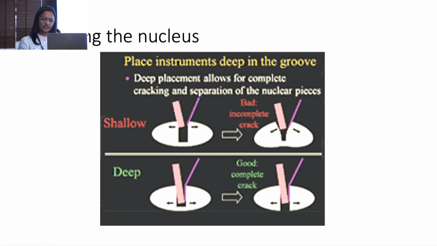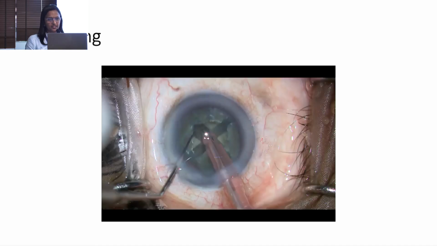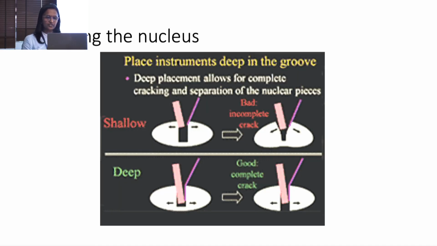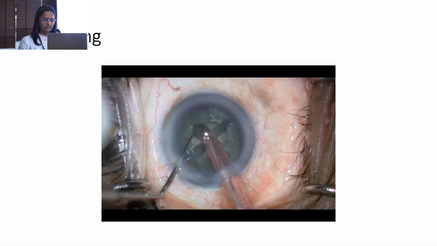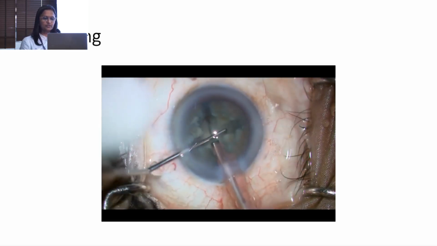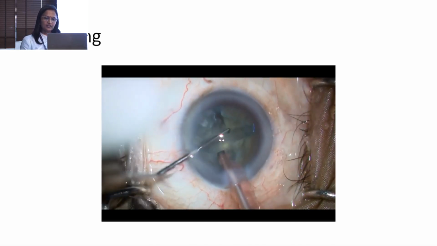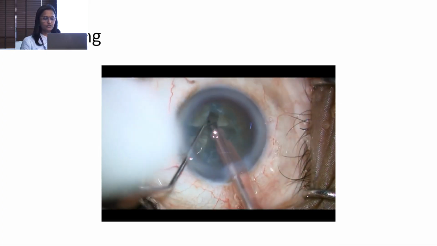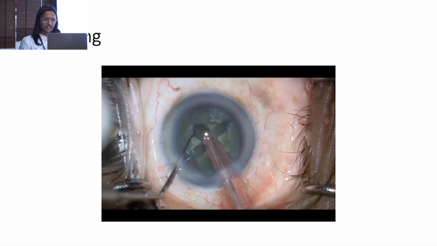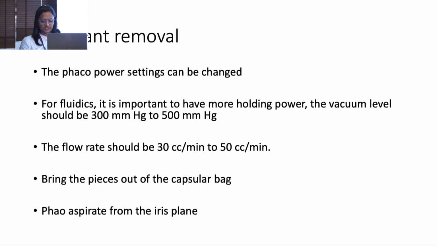For the cracking, as already mentioned, you have to place the instrument deep inside the groove. Then only you will get a good complete crack. If it's placed shallow, the posterior plate may not separate, and it will cause you further trouble during the next step. So this is the cracking. You place both the instruments side by side and just pull them apart, and make sure that the pieces are fully separated. Rotate and do it on all the 4 cracks, and you get 4 separate pieces.